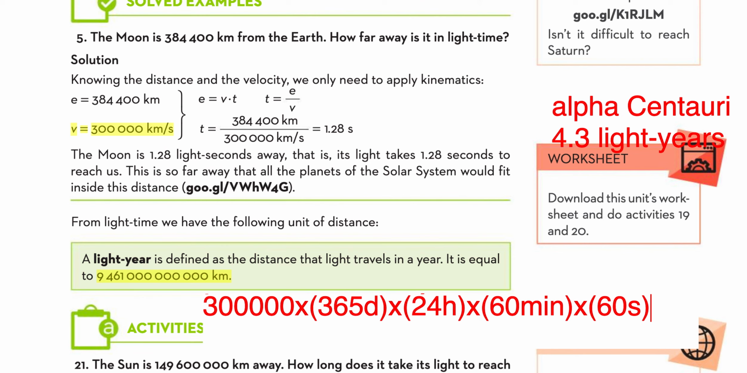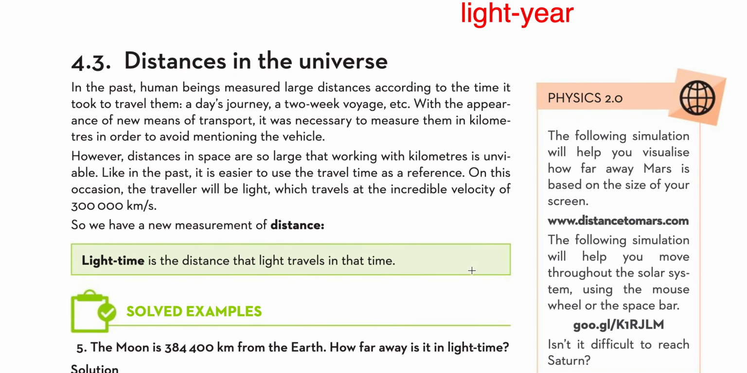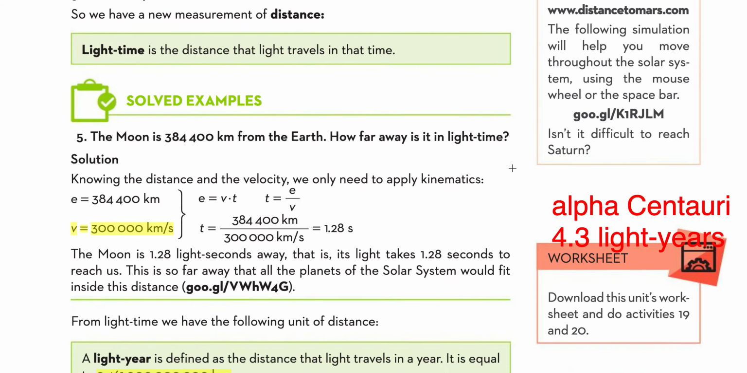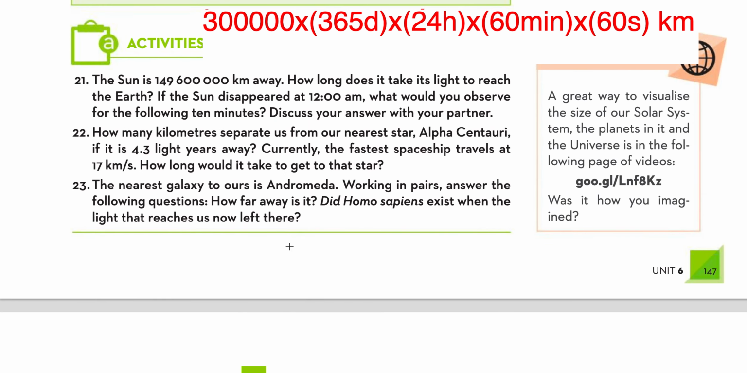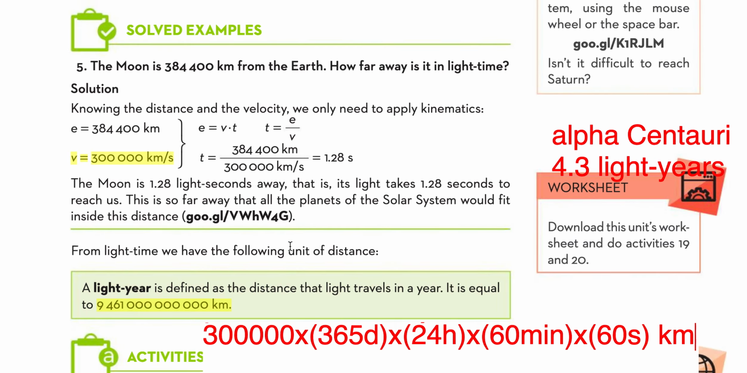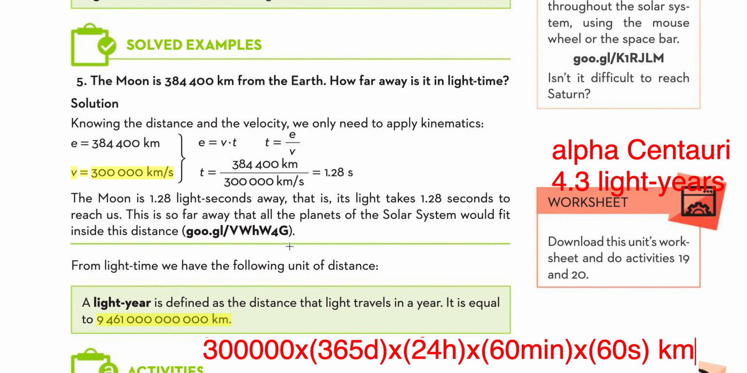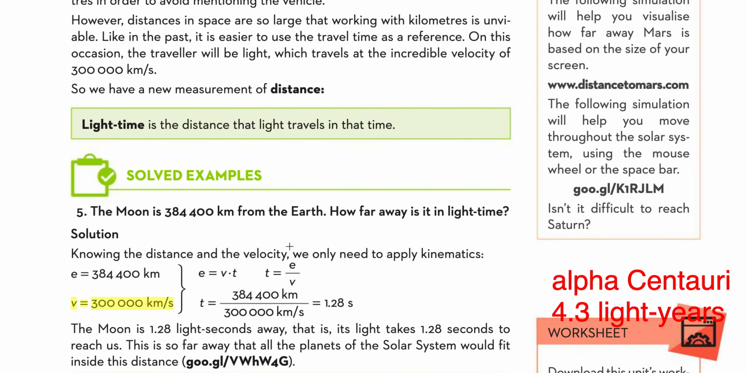So the final result is in kilometers. So 1 light year is calculated like this. And you get this huge, huge number. It's about 10 billion kilometers. And so far, we finished today knowing this: what is 1 light year in kilometers?